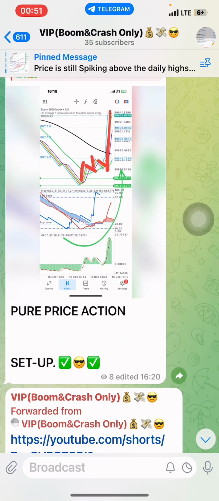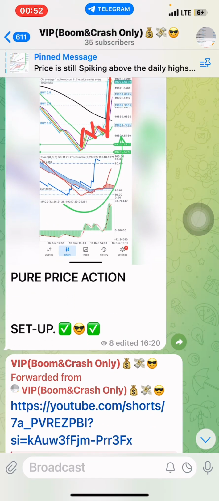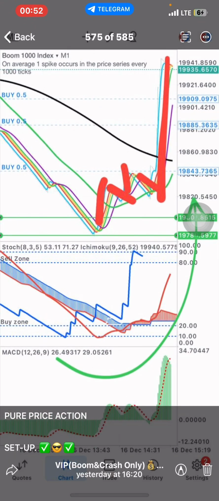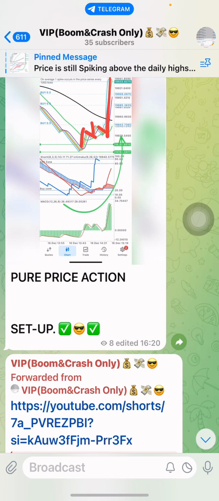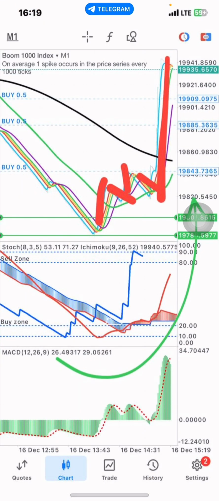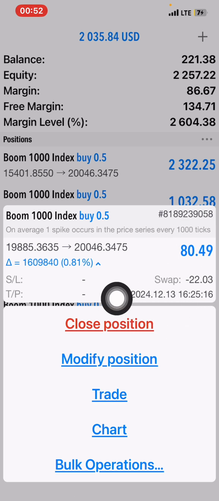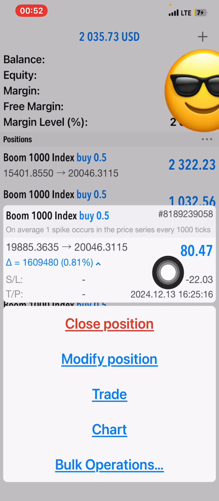This is why I posted in the VIP group around 16:20. I found that the pure price action setup was forming: the market was unable to break the previous day low and was reversing to form a higher high breakout of structure. The market was trying to head into the next range of that highly daily candle, and that is how it continued to move. See here, the market moved almost 160 pips, catching the spike with this entry level from the 19885 price level.